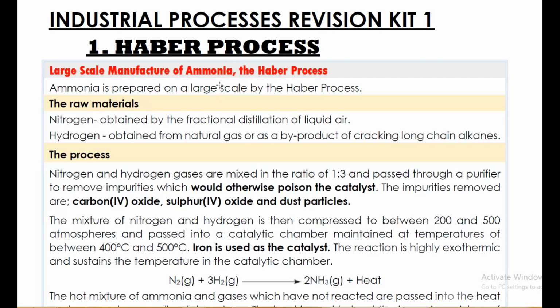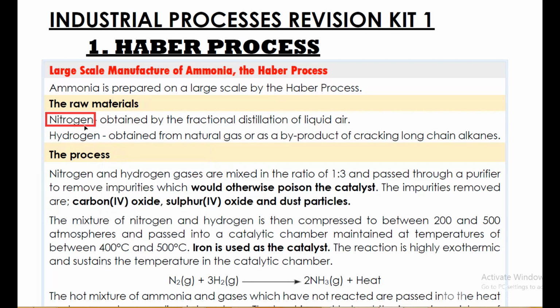Very important, because once you know the raw materials, you know where the process begins. So the raw materials in the HPR process include nitrogen and hydrogen. Very good. So these are the two raw materials that are used in the HPR process: hydrogen and nitrogen.